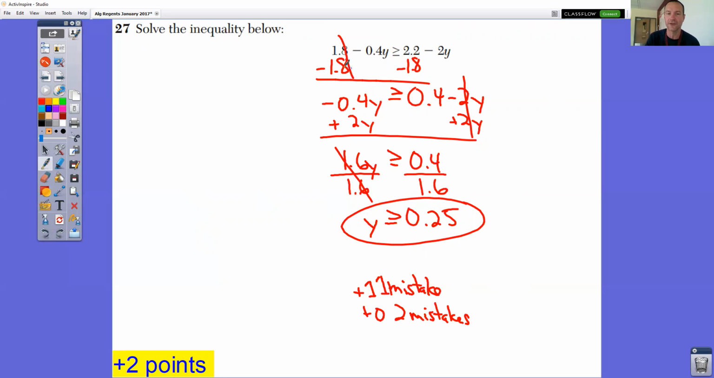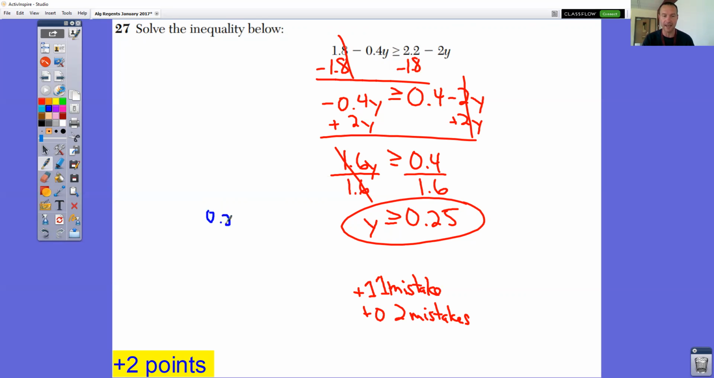What I did here first was try to get my letter all by itself. So I did minus 1.8 and minus 1.8, and then I did plus 2y and plus 2y. You could have done the plus 2y first. You could have done plus 0.4y first. You could have done minus 2.2 first. You really have your choice. This is just the way that I chose to do it. No matter which way you get it, you get y is greater than or equal to 0.25.